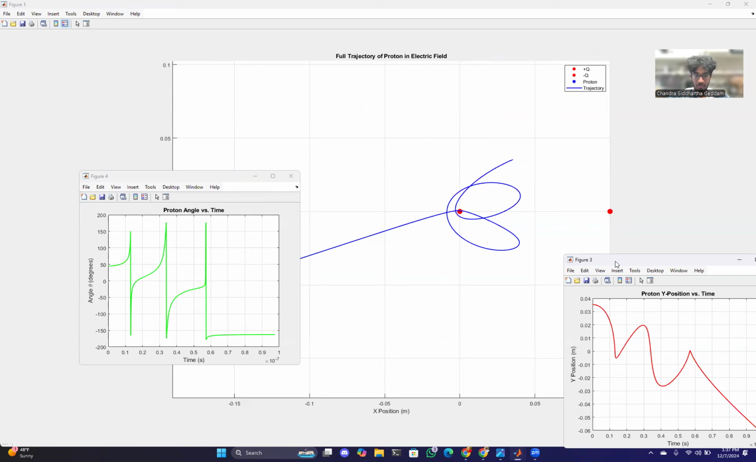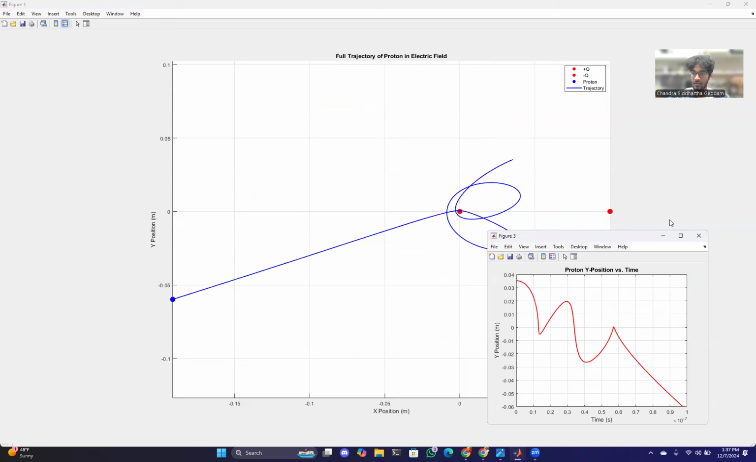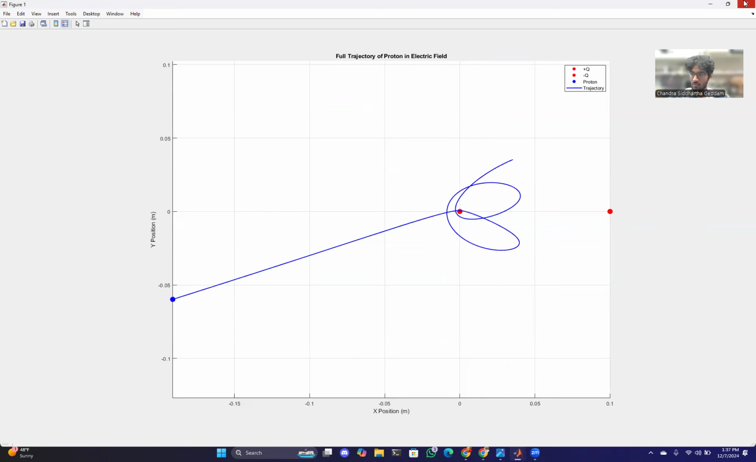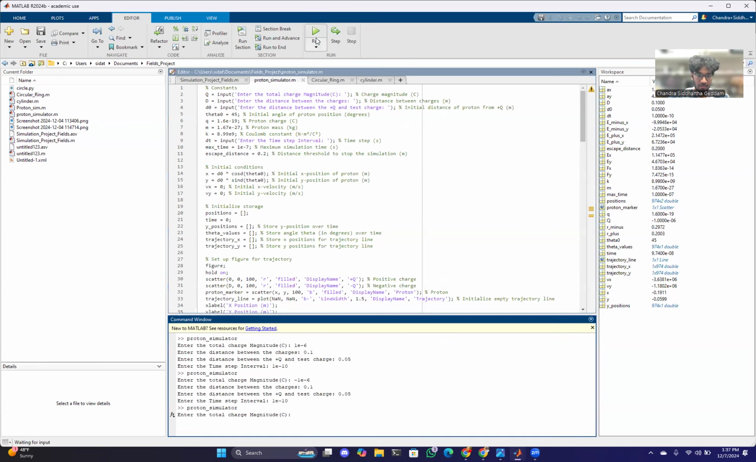And these are the change in angle and the change in y position of the proton in accordance to the time. So let us try one more criteria and then move on to the next aspect of it, which is actually, so let me run this again.